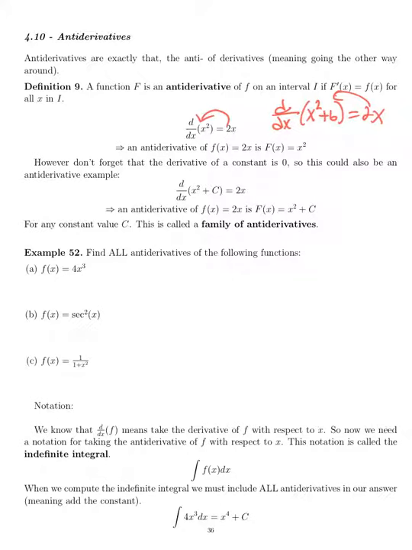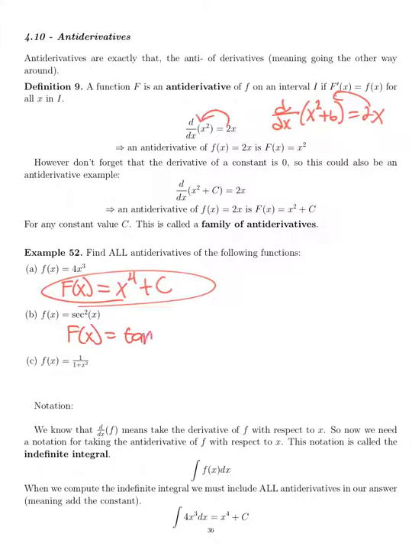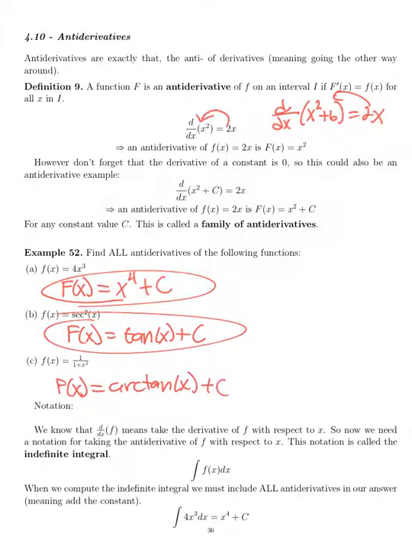All right, so let's just do a couple of examples. The first one, the antiderivative of 4x cubed, we're going to use capital F as the notation there, would just be x to the fourth plus a constant, because the derivative of x to the fourth is 4x cubed. Then the antiderivative of secant squared would be tangent of x plus C, because the derivative of tangent is secant squared. And the antiderivative of 1 over 1 plus x squared would be arctangent of x plus a constant, again, because the derivative of arctangent is 1 over 1 plus x squared. Okay, that's the idea.